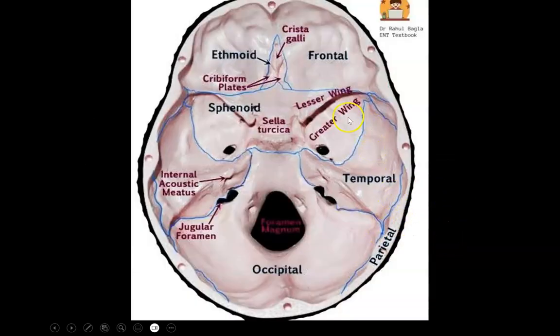Here we can see the middle fossa is formed by the greater wing of the sphenoid with the foramina and the squamous temporal bone lateral to it. And here we can see also the petrous bone separating the middle from the posterior fossa is a part of the temporal bone, and the internal auditory canal and jugular foramen are present in the temporal bone.